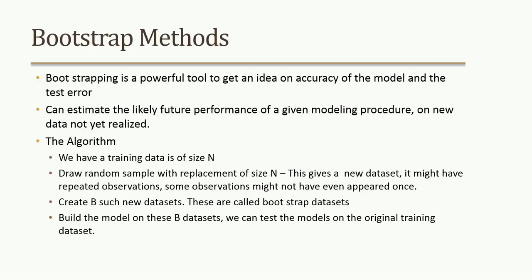If we do 10 such samples, or B such samples, then those are called B bootstrap samples. Then, instead of one training data set, we have 10 or B such training data sets. On each training data set we can build a model, and then we can test the models on the original training data set and get an idea of the overall accuracy of the model.